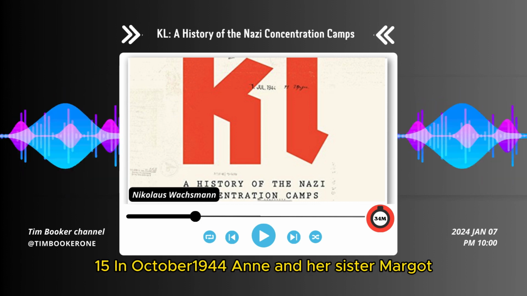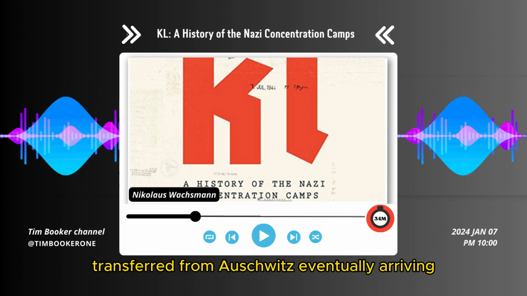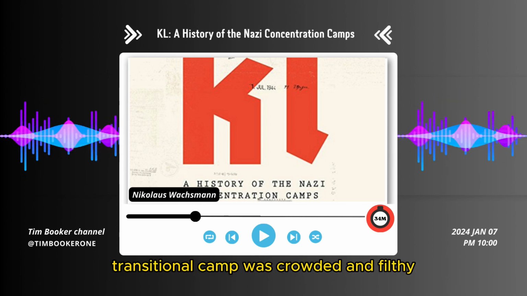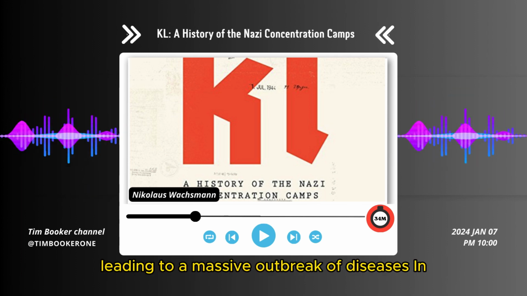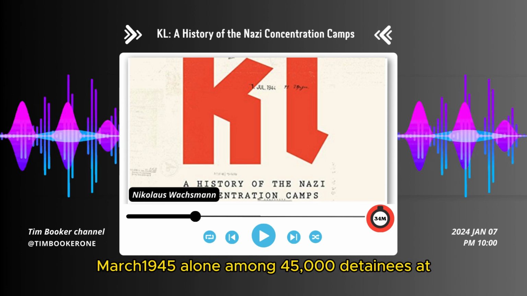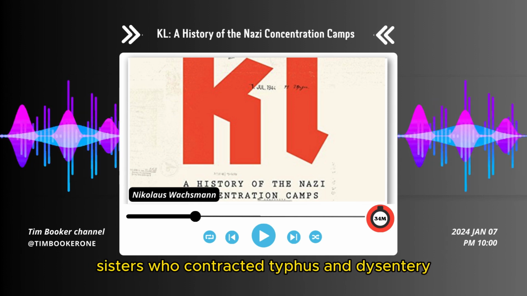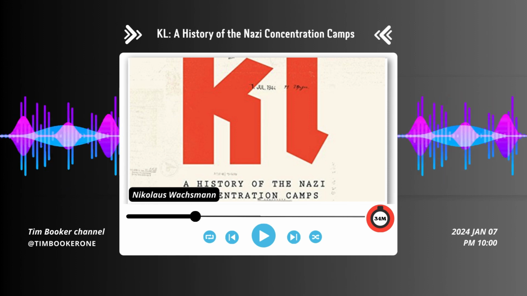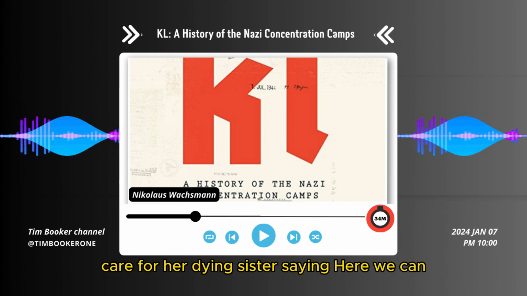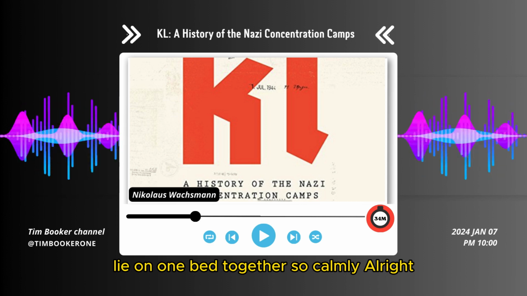In October 1944, Anne and her sister Margot, along with thousands of other prisoners, were transferred from Auschwitz, eventually arriving at Bergen-Belsen in Germany. The temporary transitional camp was crowded and filthy, leading to a massive outbreak of diseases. In March 1945 alone, among 45,000 detainees at Bergen-Belsen, 18,000 died, including the Frank sisters, who contracted typhus and dysentery. According to other prisoners' recollections, even as Anne was near death, she was trying to care for her dying sister, saying, "Here, we can lie on one bed together, so calmly."